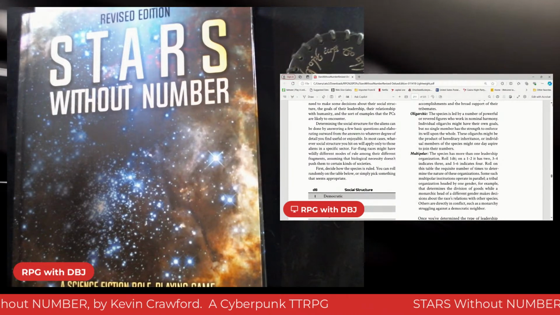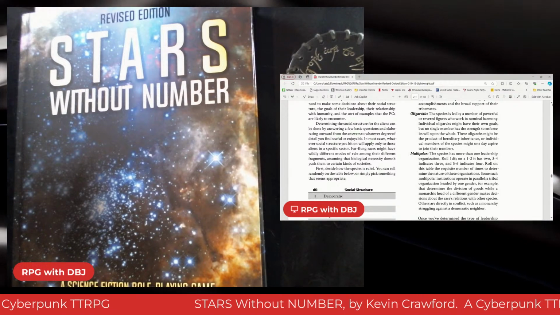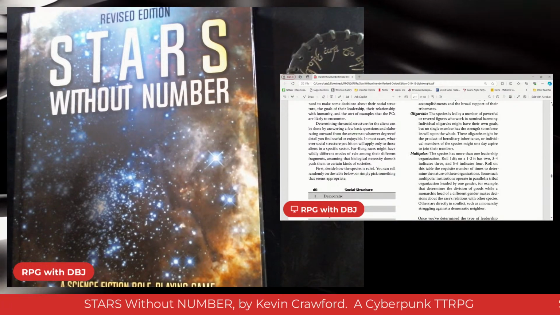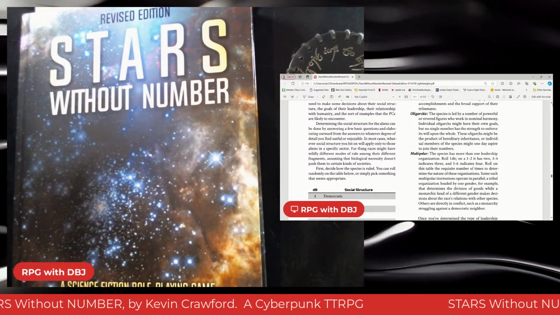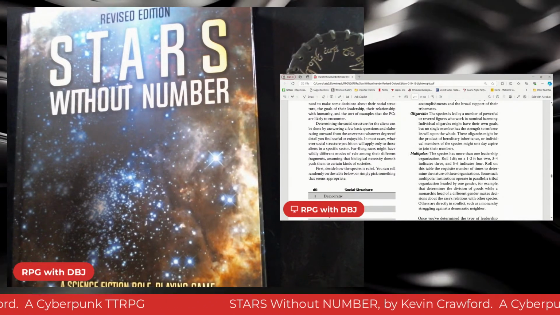Roll a d6. On a 1 or 2, it has 2. On a 3 or 4, it has 3. On a 5 or 6, it indicates 4 different leaderships. Roll on this table the requisite number of times to determine the nature of these organizations.